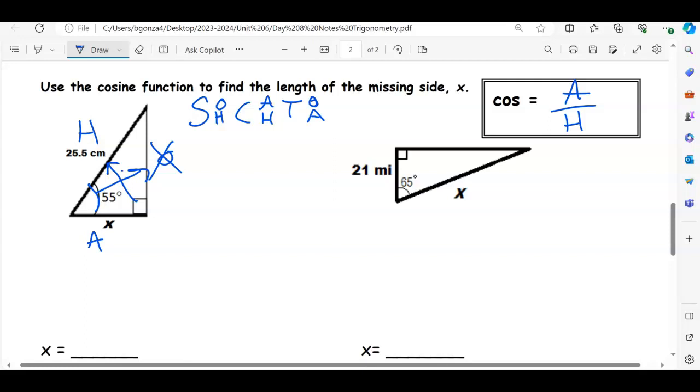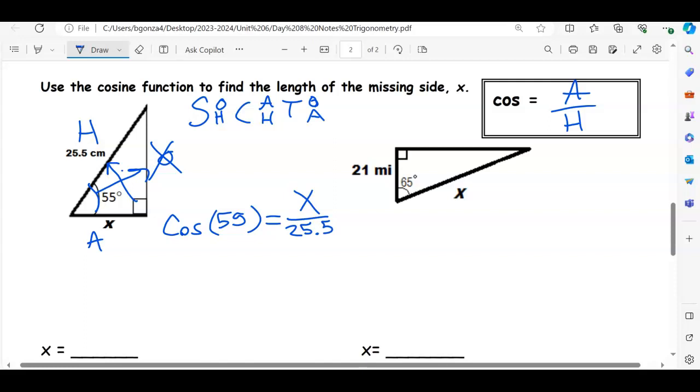All right. So "Ka," C is for cosine. Write that down. Cosine, C-O-S. Cos is not how you say it. It's cosine. What's the angle that we started at? 55, right? It's in the triangle. Cosine 55 equals what over what? What's A over H? A is X. H is 25.5, so I'm going to put X over 25.5.